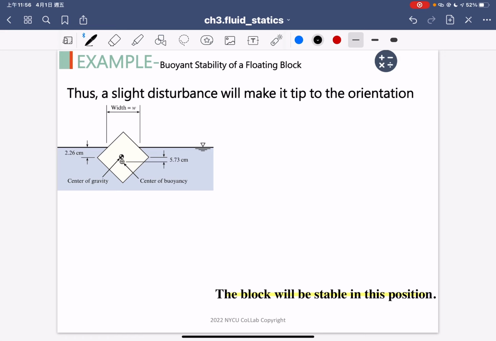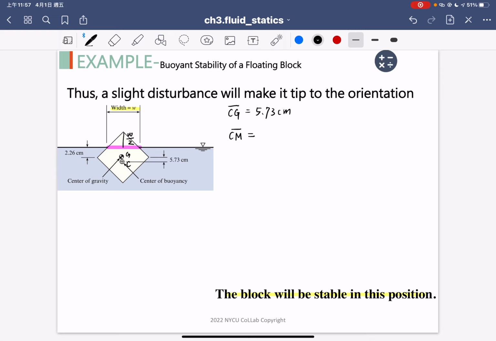So for this problem, we already know the width here is W. Okay, so this is the surface water line, and we know the height is half of the W. Okay, and the question is very nice because we already know this point is G, and this point is C. And the question already tells you the CG distance is 5.73 centimeters.